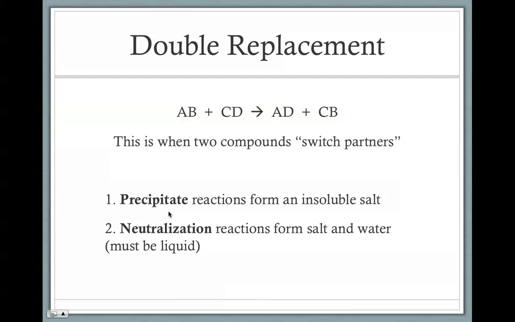Something that we call a precipitate is going to be our insoluble salt. So we often refer to this reaction as a precipitate reaction. We can also refer to it as a neutralization reaction to form salt and water between an acid and a base, and our water in this case has to be pure liquid.